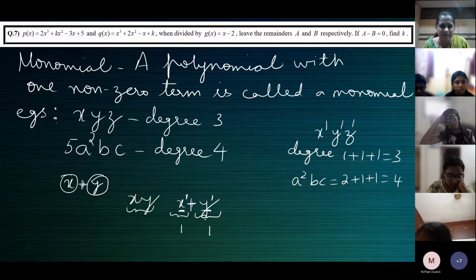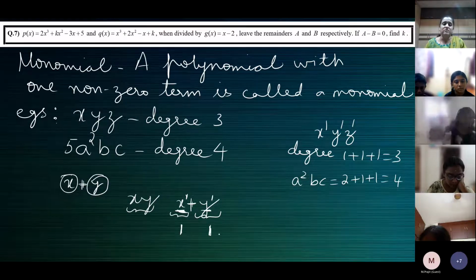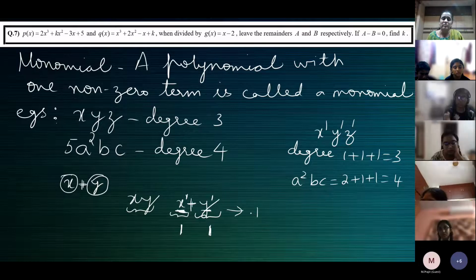Now these are two different terms. In this term, the power of the variable is 1. In this term, the power of the variable is 1. And the highest power is 1. So the degree of this binomial is 1. This is a binomial of degree 1. So monomial, binomial, trinomial: the number of terms in a polynomial is different, and the degree is different.